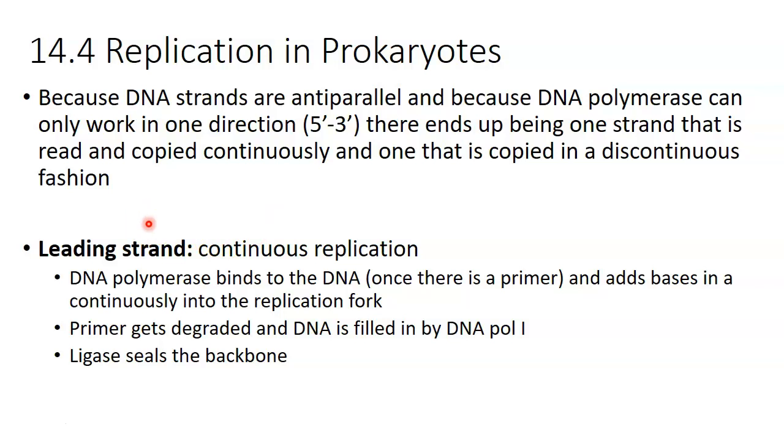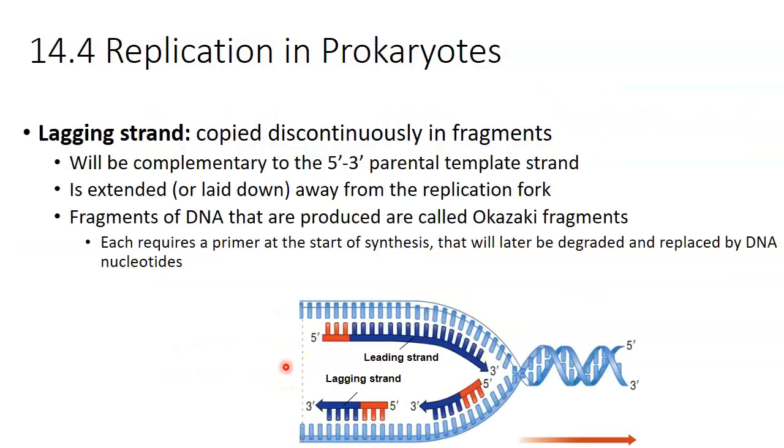The leading strand is much easier to understand, right? So what happens is primase comes in, it lays down a short RNA primer that allows DNA polymerase to come in, and once it jumps on, it's just going to keep reading the DNA template and adding bases continuously into the replication fork. As the DNA gets unwound, it just continues down its path. The primer that was there in the very beginning gets degraded, and DNA is filled in by DNA polymerase 1. And ligase, that enzyme, will then just seal the backbone. So it's pretty easy.